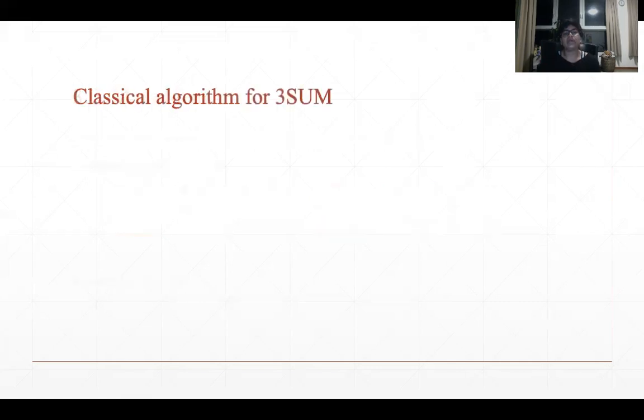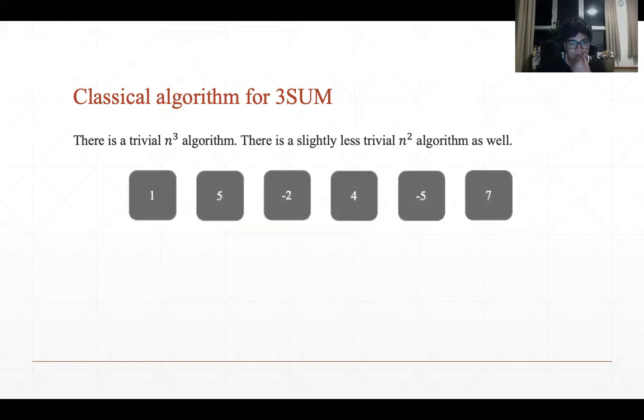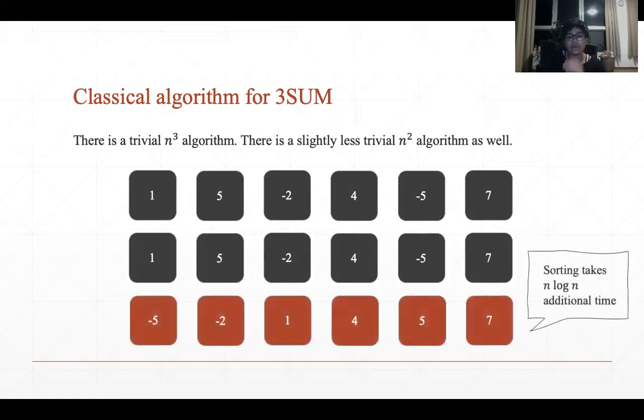Now, what do you think will be the classical complexity of the three-sum problem? Clearly there's a trivial n-cubed algorithm where you take all n-cubed possible triples and check if any of these triples is a solution to three-sum. But there's also a slightly less trivial n-squared algorithm. Let me briefly show you how. Take this list S and make a copy of it. That will cost you n time. Now make a third copy, but this time sort the third copy. This requires additional n log n time.